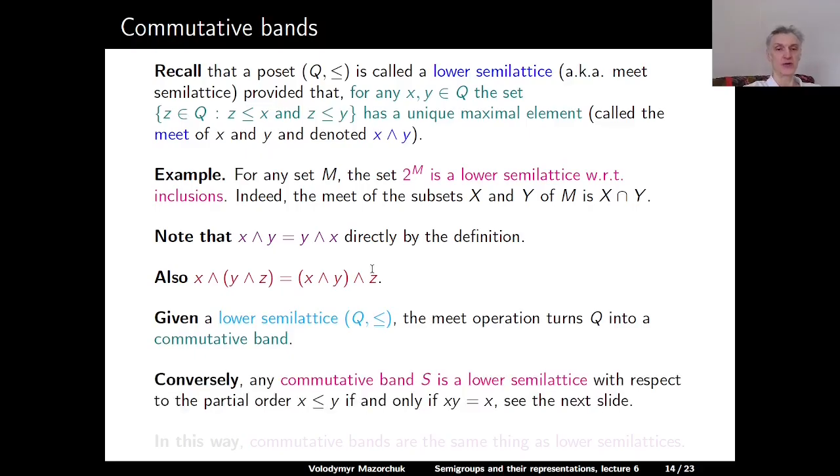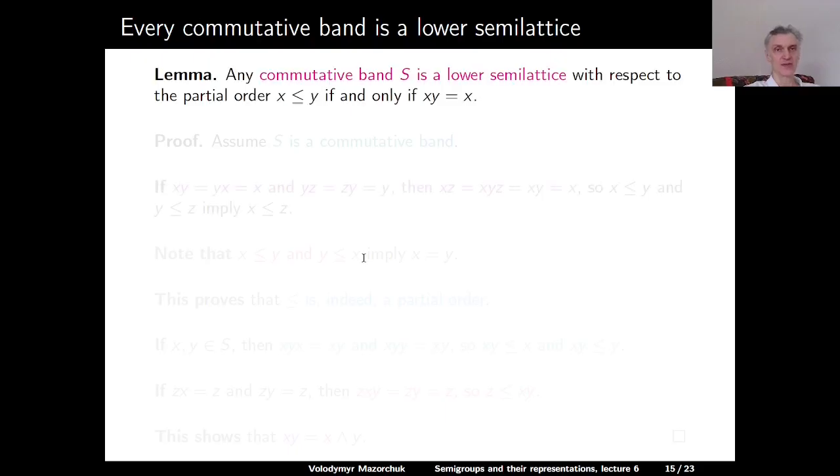Conversely, any commutative band S is a lower semilattice with respect to the partial order defined as follows. x is less than or equal to y if and only if xy is equal to x. We will prove it on the next slide. So from this point of view, commutative bands are exactly the same thing as lower semilattices. So now let's prove the claim that any commutative band is a lower semilattice with respect to the partial order defined by x is less than or equal to y if and only if xy is equal to x. Proof. So let S be a commutative band.